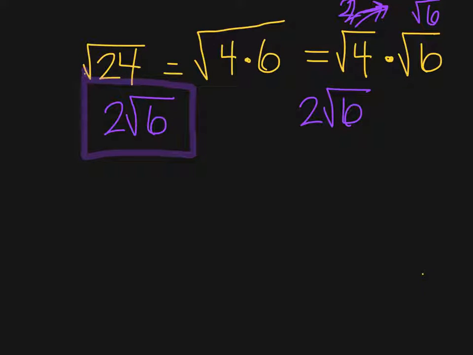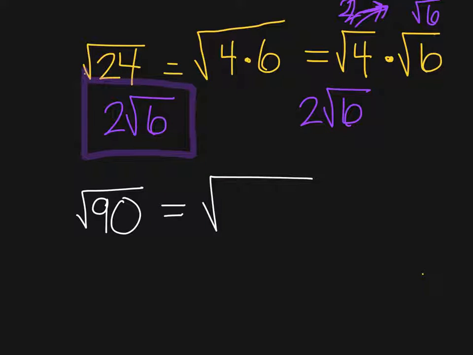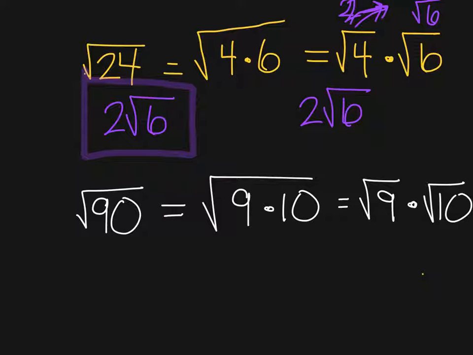Let's try another one. What if I have something like root 90? 9 times 9 is 81. 10 times 10 is 100. 90 is not a perfect square, but I can rewrite it as the product of a perfect square and an integer. I know that 9 times 10 is 90. I'm going to, again, rewrite this as root 9 times root 10, just splitting up the radical.